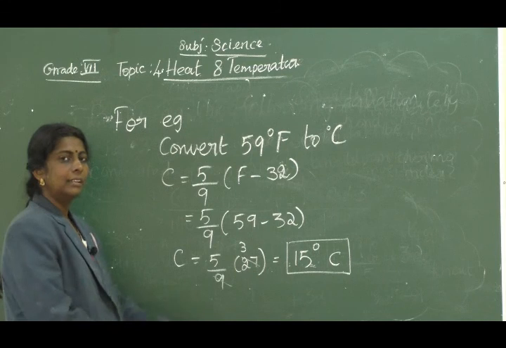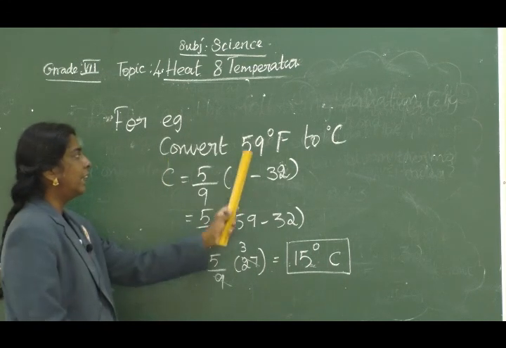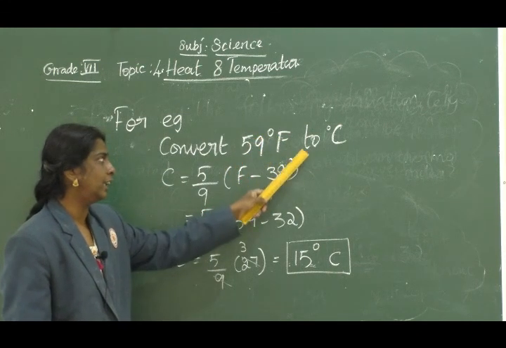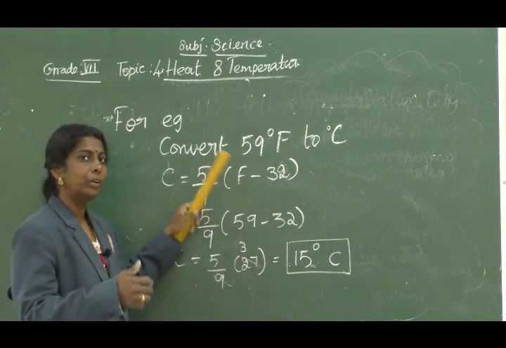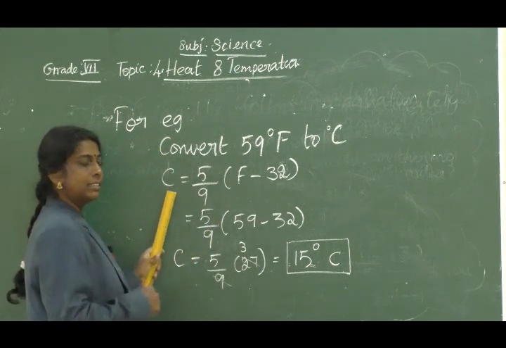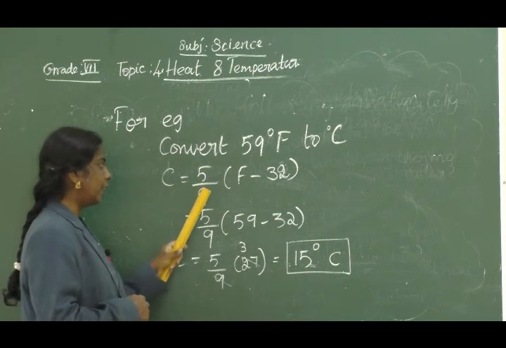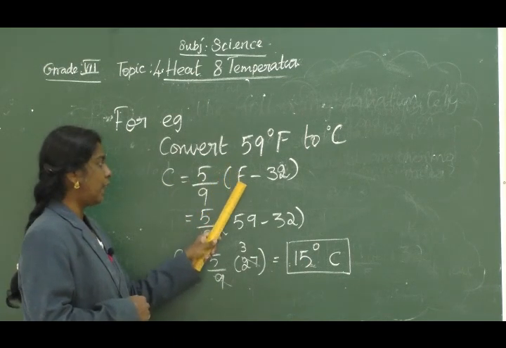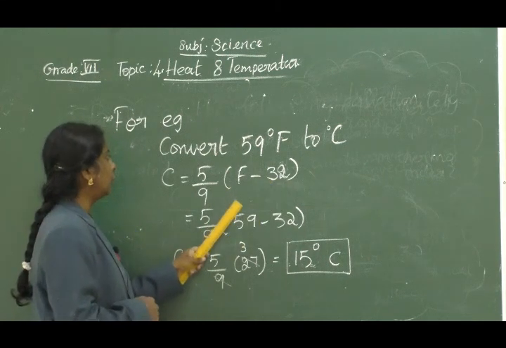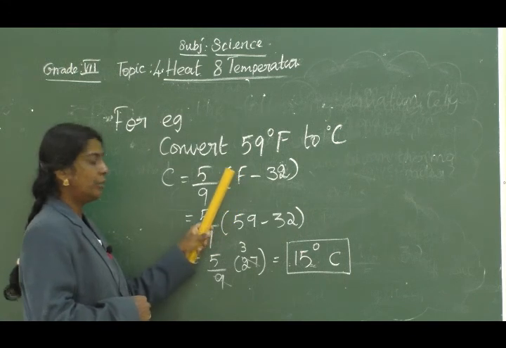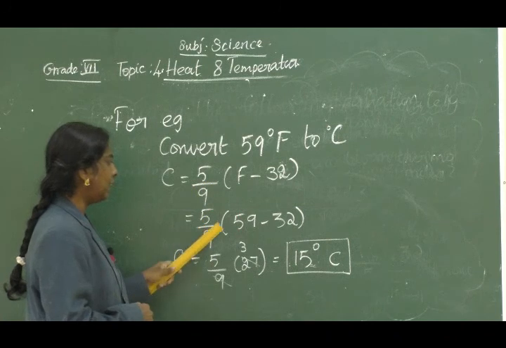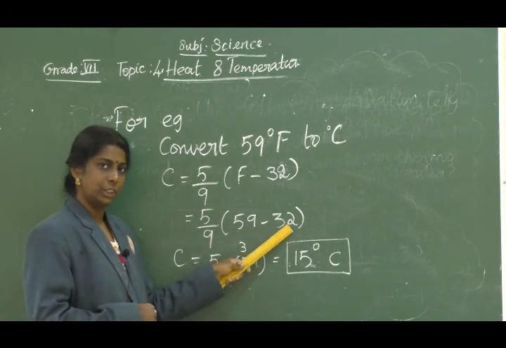For example, children, to convert 59 degree Fahrenheit to Celsius. So now we are going to convert Fahrenheit to Celsius. How to do it? The formula is C equals 5 by 9 into (Fahrenheit minus 32). Isn't it? Yes. Now we substitute the respective value 59 instead of Fahrenheit. So 5 by 9 into (59 minus 32).